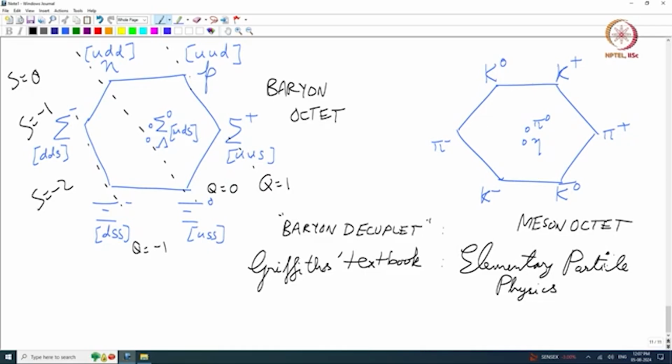Alright, so we will stop here, and in the next class we will see how we can use further symmetry principles to further understand the stability of some particle species around us.